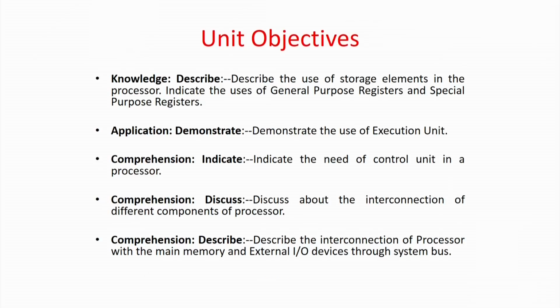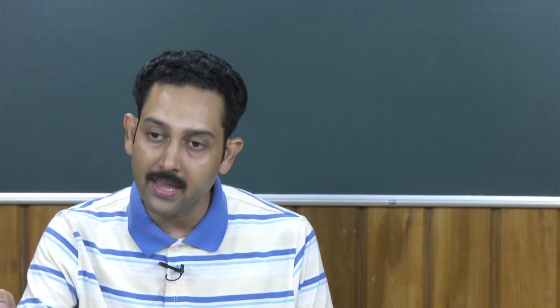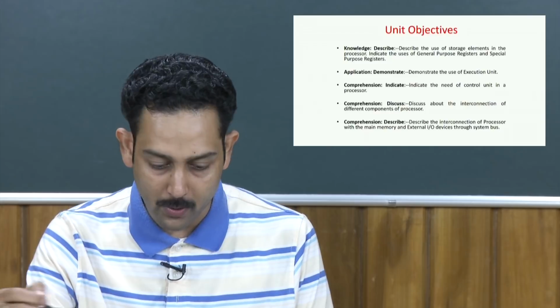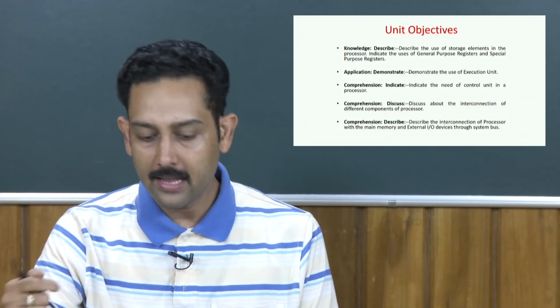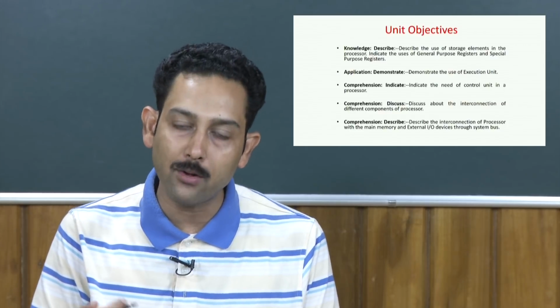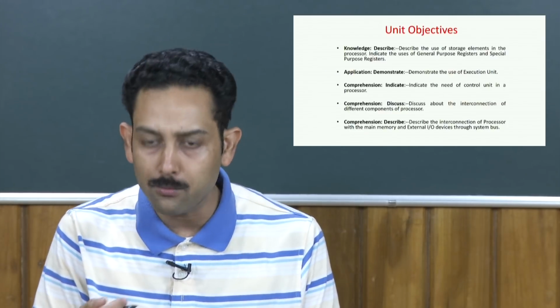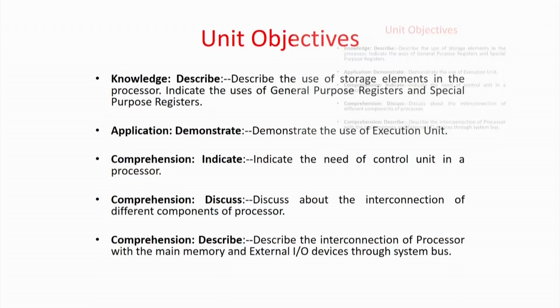So the first objective is that you will be able to describe the use of storage elements in the processor, what the uses of different registers like general purpose registers and special purpose registers are, and why those registers are required. Then you will be able to demonstrate the use of an execution unit. That is a small demonstration: if I have to add 2 numbers, or run a small loop, how an execution unit looks at it.